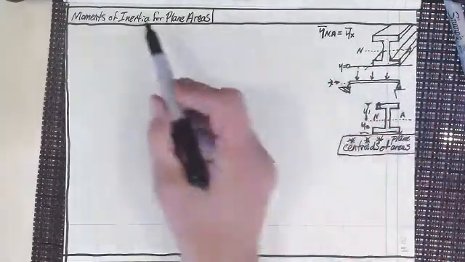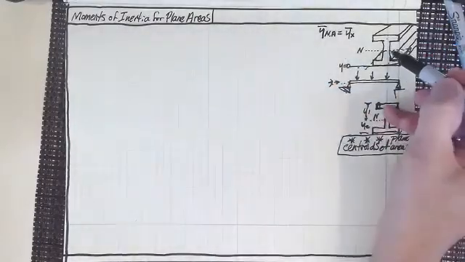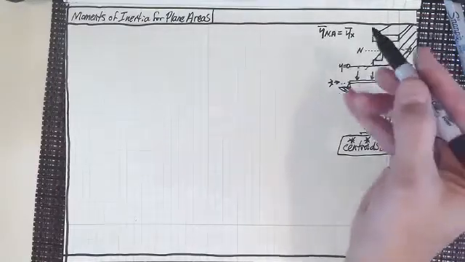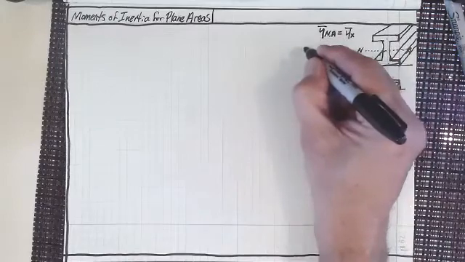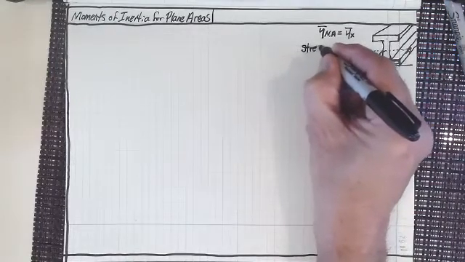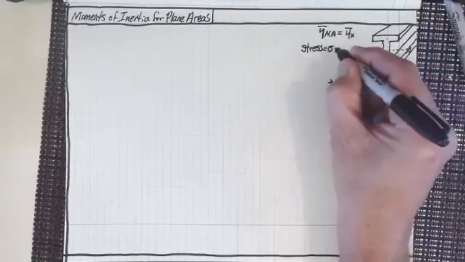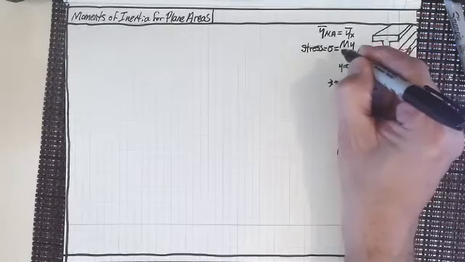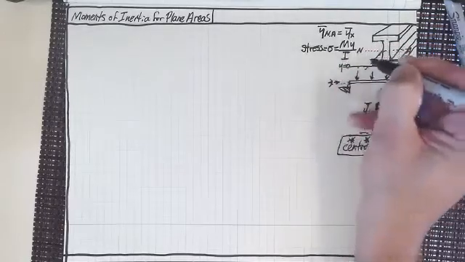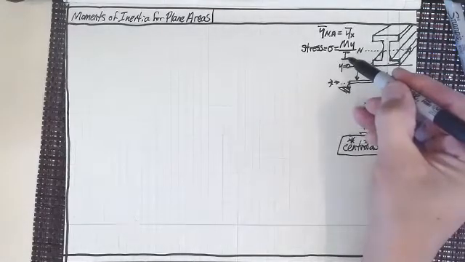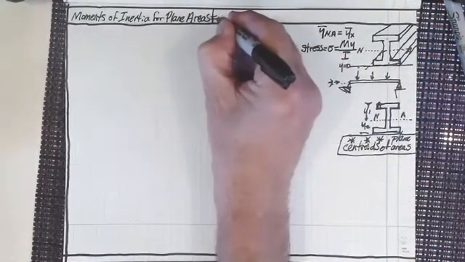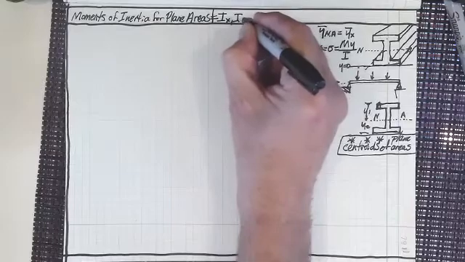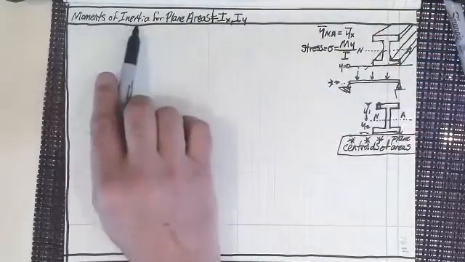Now, moments of inertia for plane areas. We're going to be looking at moments of inertia for this too. And why? Because the flexure formula that tells us the stress, and it's usually sigma that we write it as, is going to be the bending moment times y divided by I. Now, what is I? I sub x and I sub y are the moments of inertia for plane area.